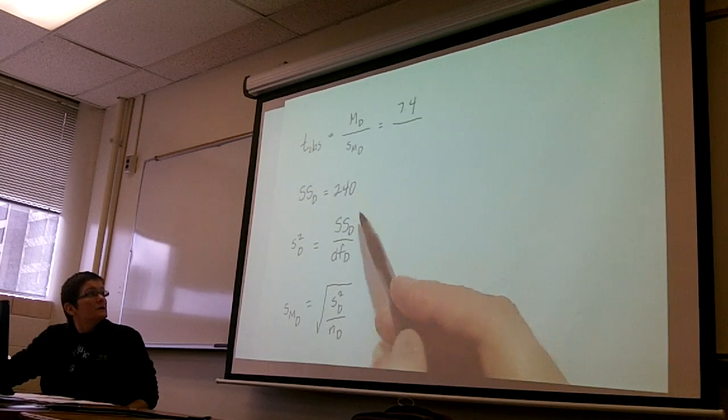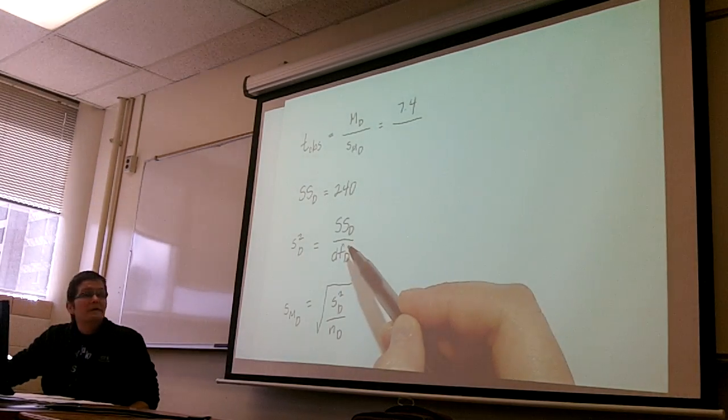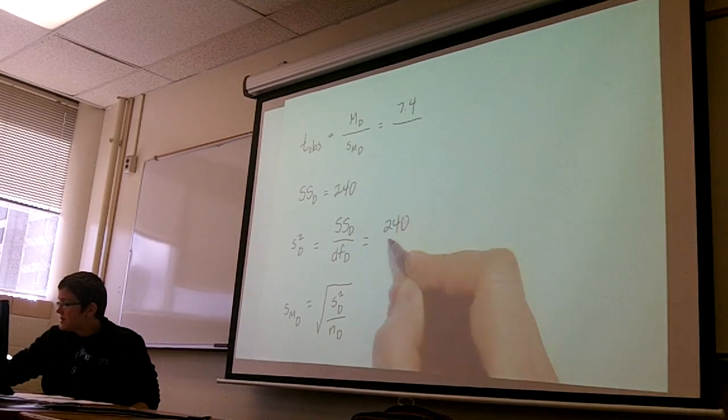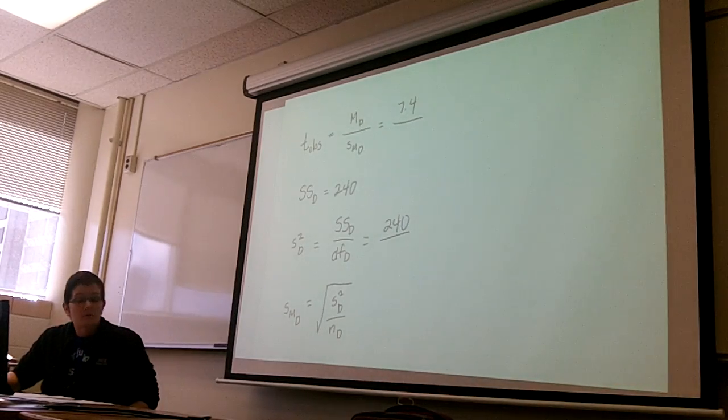Value, right here. So now you've got to get to here with information from the problem. So you know that this is 240. Now you've got to figure out the degrees of freedom of the difference. And how can you figure that out?